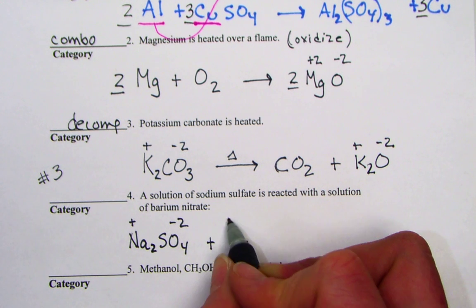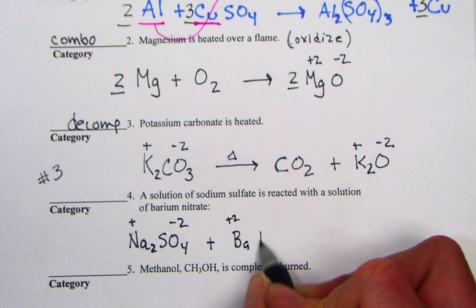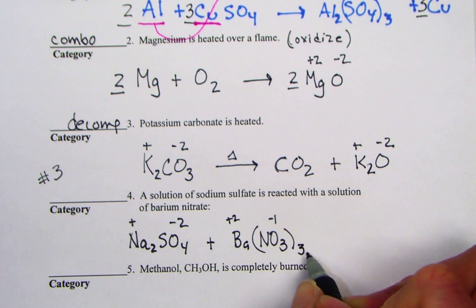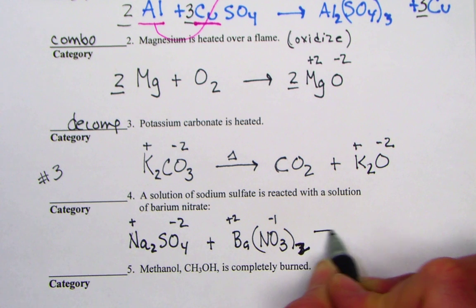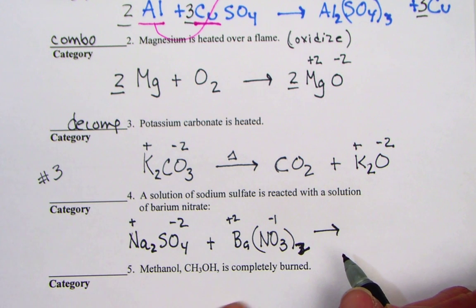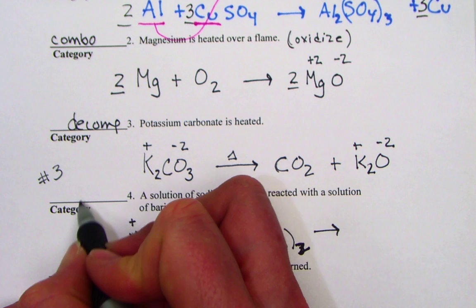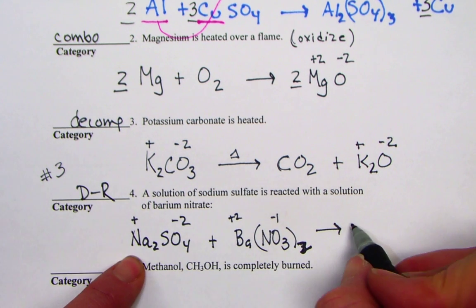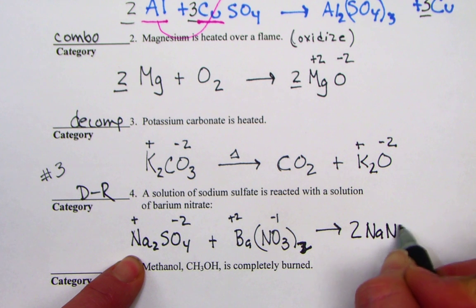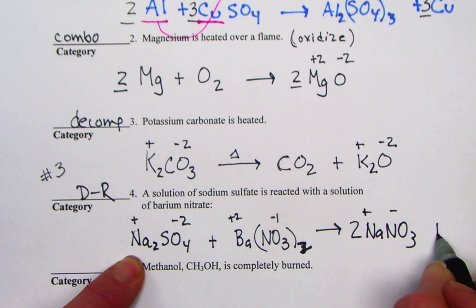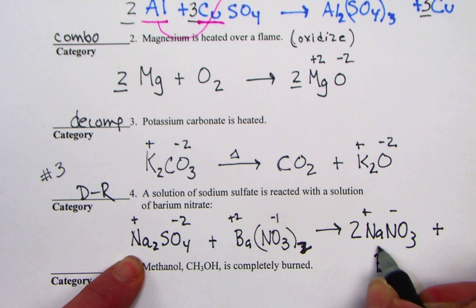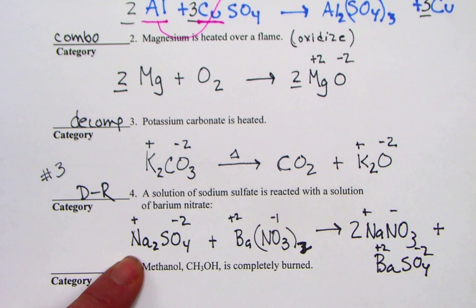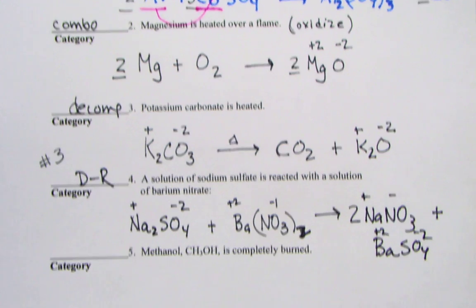Reacting with barium nitrate, Ba is a +2, nitrate a -1, we get Ba(NO3)2, nitrate taken twice. Sodium goes to nitrate, barium goes to sulfate in our double replacement pattern. 2 units of sodium nitrate, hooking by charge, and 1 unit of barium sulfate formed, hooking by charge. A 1, 1, 2, 1 balances that equation.